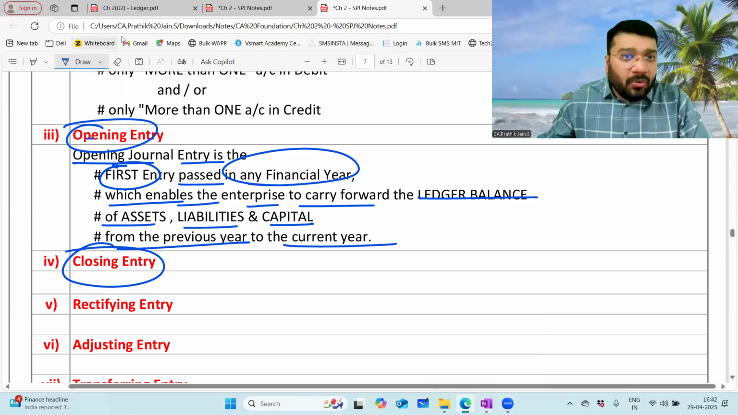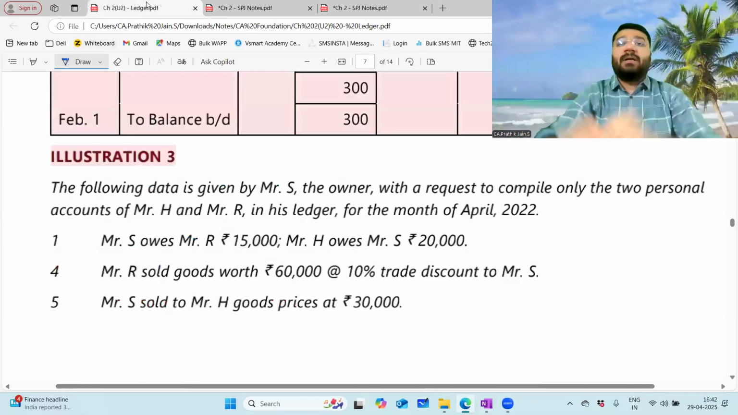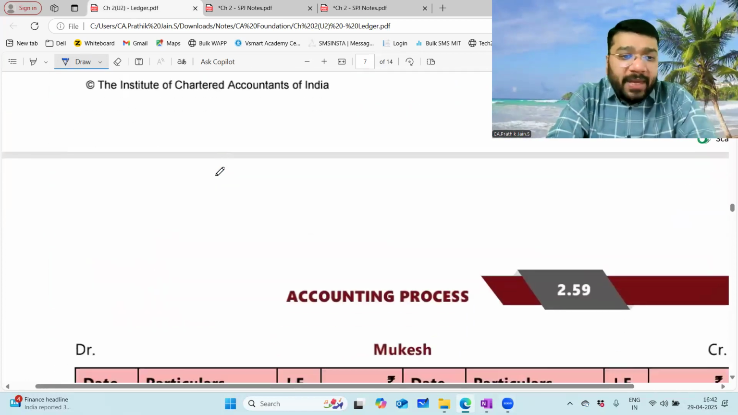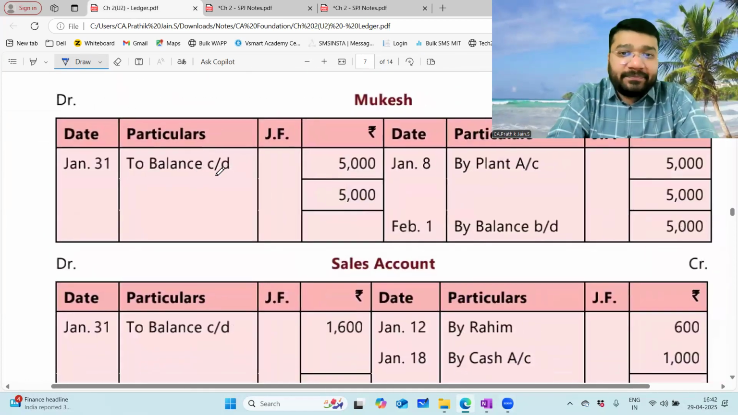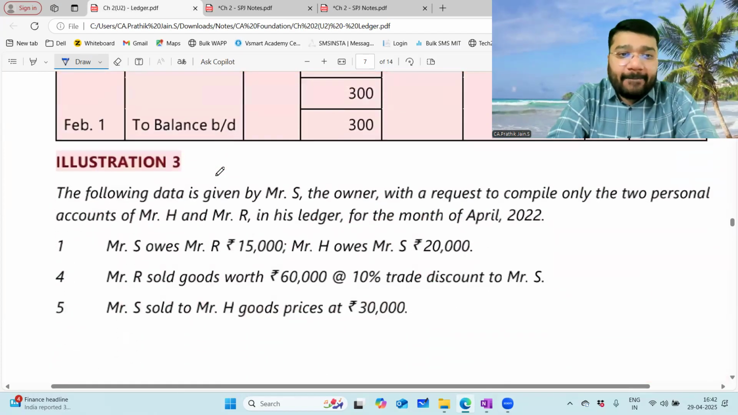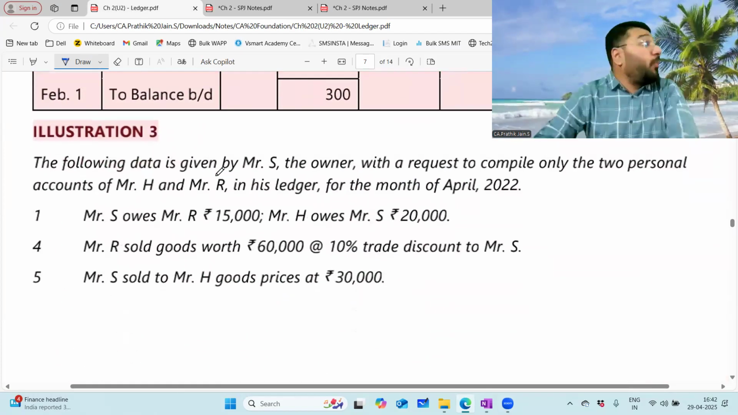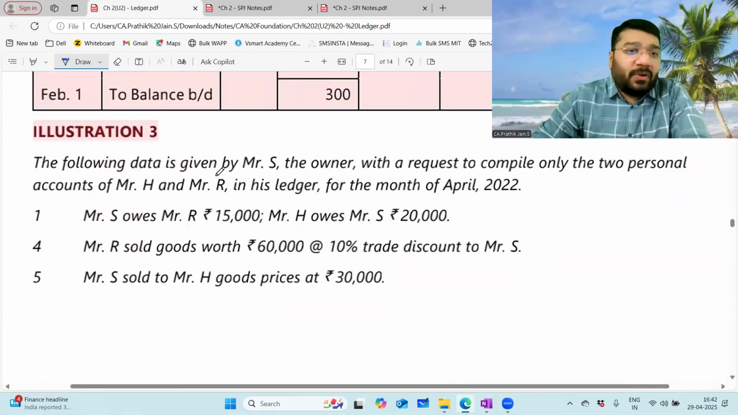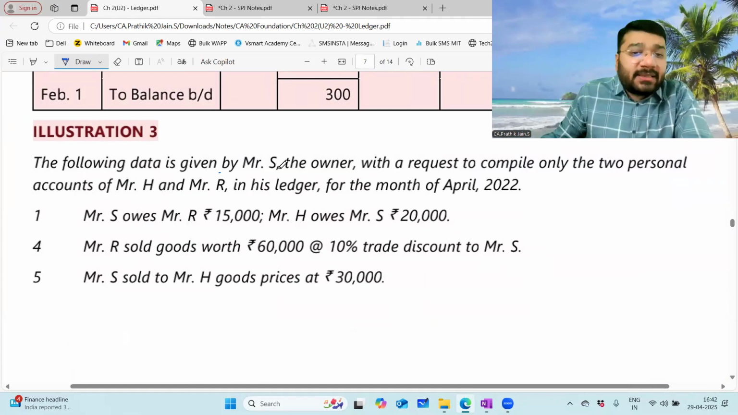Correct? Now, let's take question number 3, illustration 3 of your ICAI study module, which is on page number 2.59. Can I read now? Okay. The following data is given by Mr. S, who's supposed to be the owner.